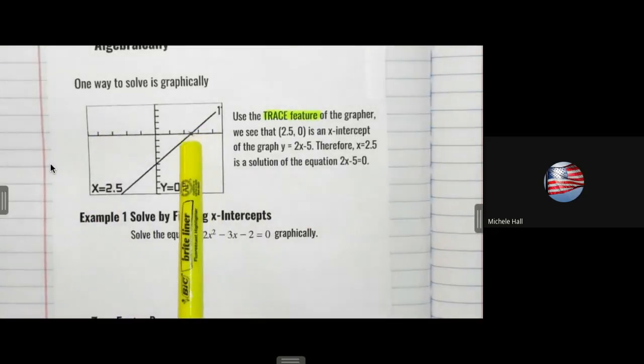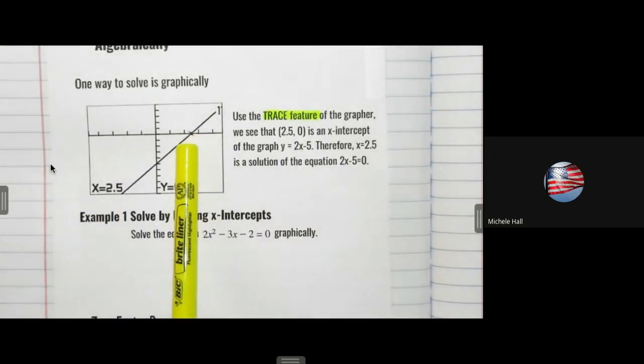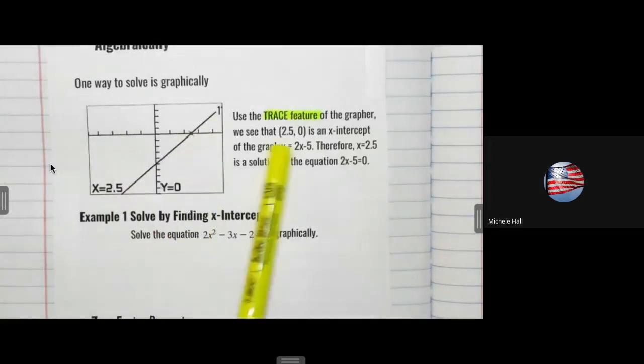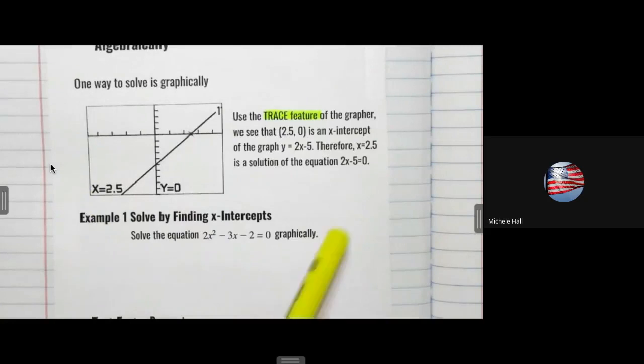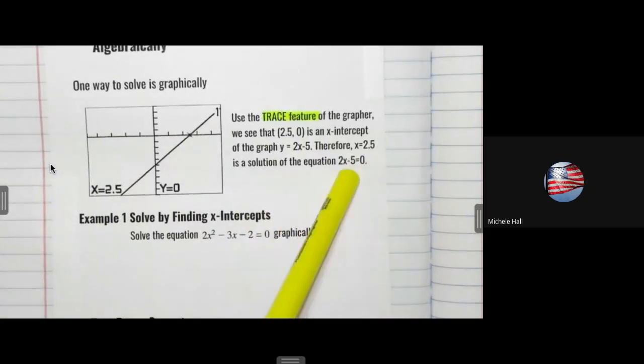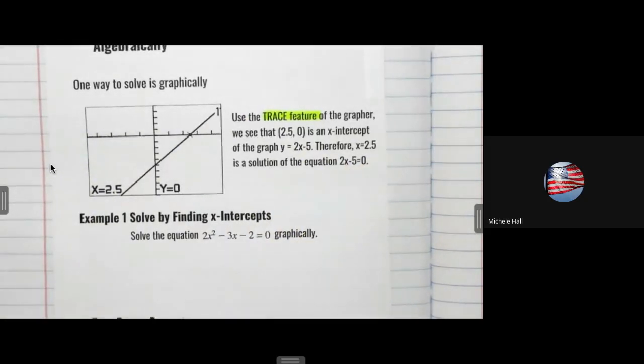When x is a number and y is 0, you're right on the x-axis. Finding x-intercepts is very important in mathematics. I'm sure you remember that from Algebra 1 and 2. So they just used the trace button and stopped until it said 0, and they said, okay, 2.5 is a solution of the equation then. 2.5 is a solution of this equation.